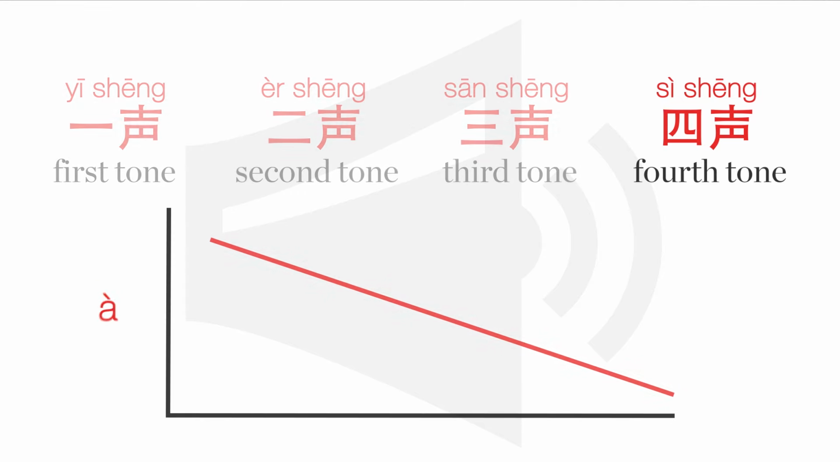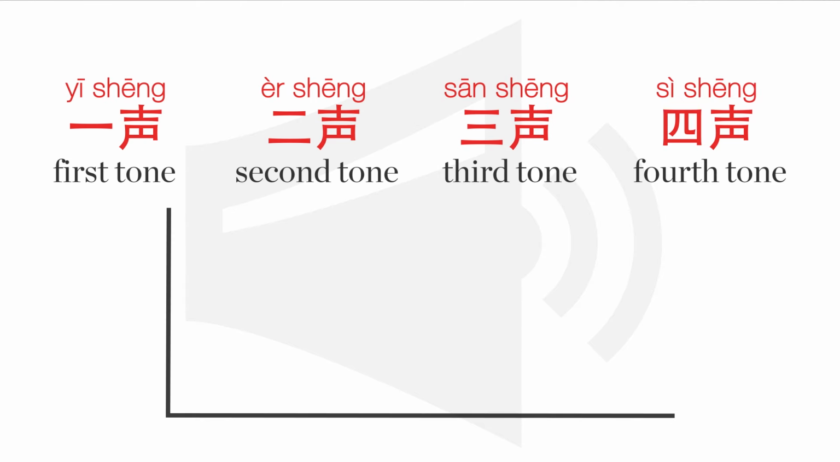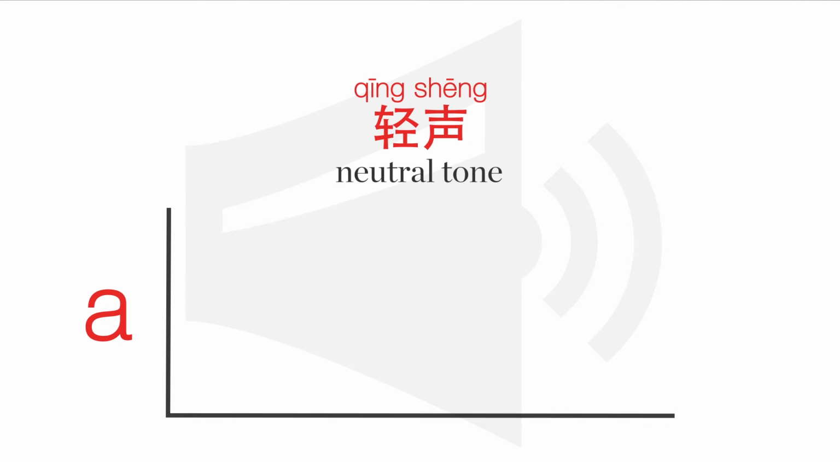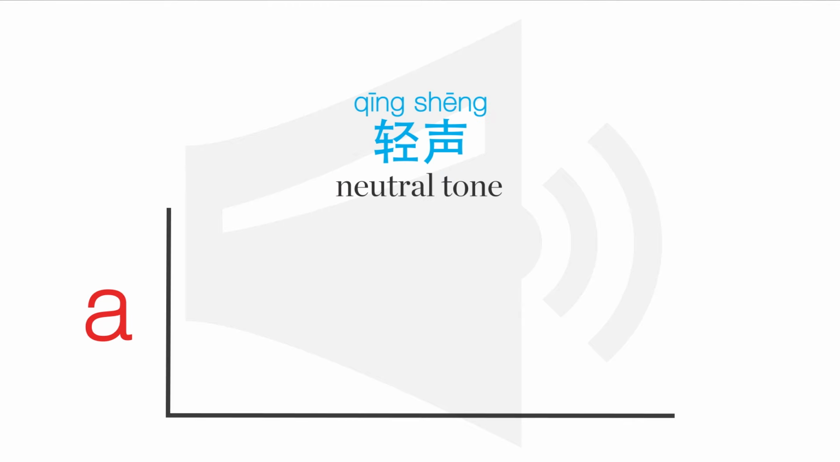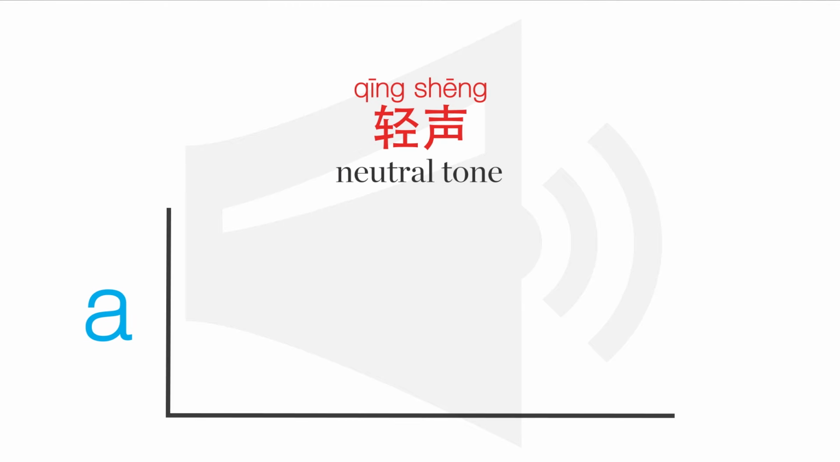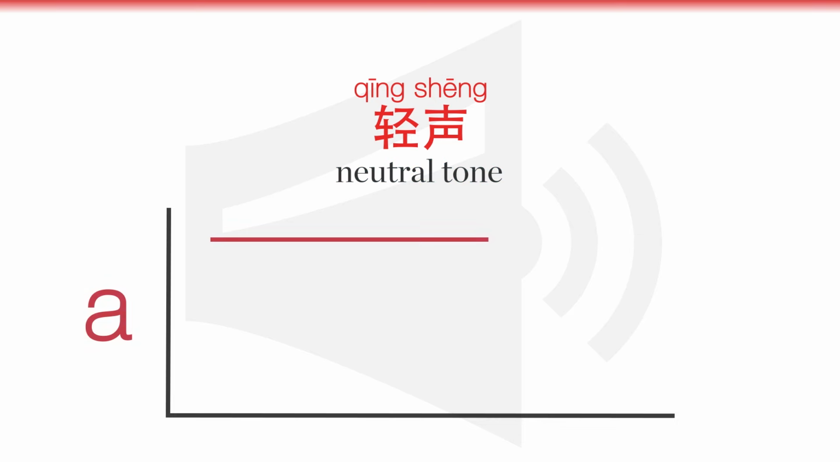In addition to the above four tones, there's a special tone called neutral tone, 轻声. It doesn't come with any marks on top. To make the neutral tone, try to say it as in the first tone, except that you say it in a more light and short way.